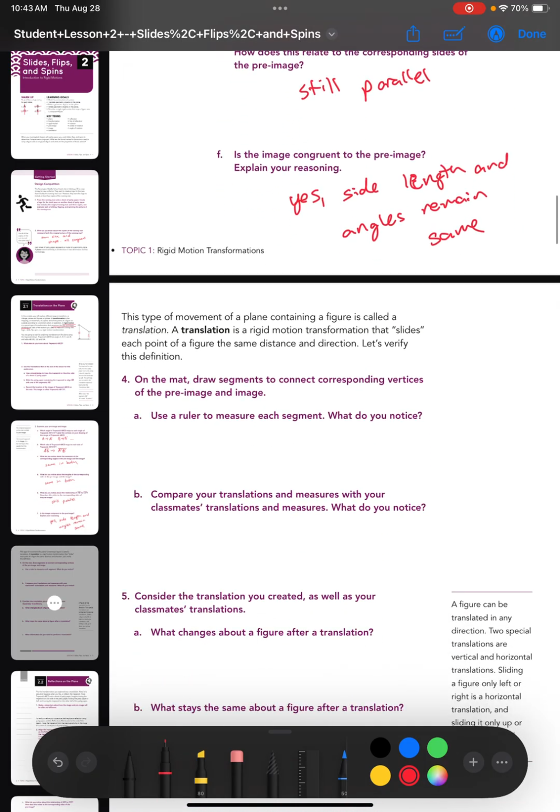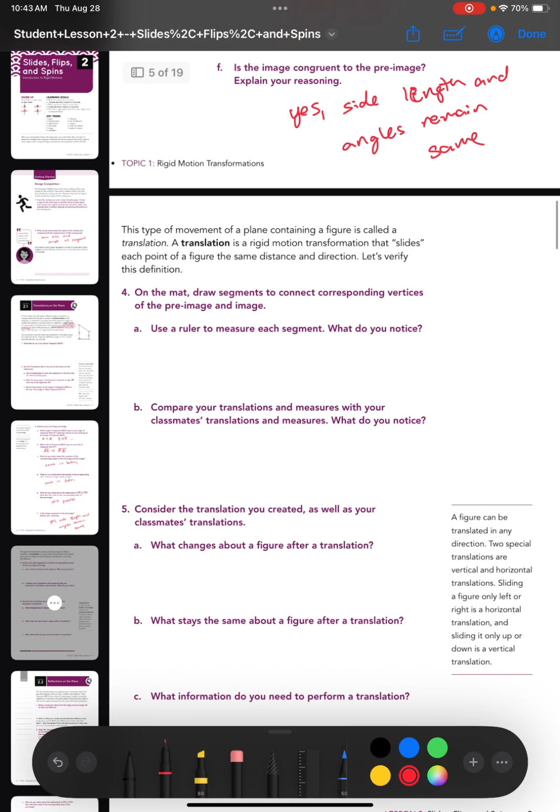All right, moving on to our next page here. So that type of movement on a plane containing a figure is called a translation. So a translation is a type of transformation. So it's a rigid motion transformation that slides each point of a figure the same distance and direction. Like I mentioned earlier, that one movement had a movement to the right and then a movement up vertically.